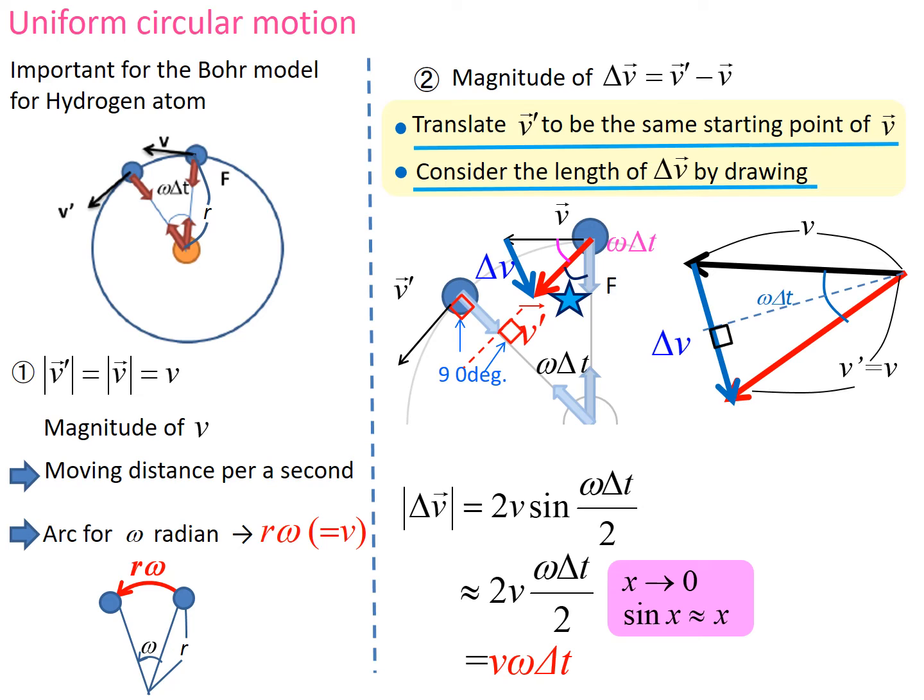Another idea is that in this figure, in the limit where v and v prime are so close together, the arc length and the straight line length are the same. Since the arc length is represented as v times omega delta t, we obtain the same answer for delta v as v omega delta t, approximating the straight length to the arc length.